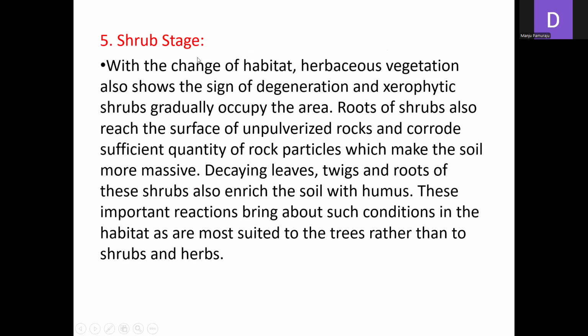So next one is the shrub stage. With the change of the habitat, the herbaceous vegetation also shows signs of degeneration, and xerophytic shrubs gradually occupy the area. The roots of shrubs also reach the surface of unpulverized rock and corrode a sufficient quantity of rock particles, which makes the soil more massive. Decaying leaves, twigs, and roots of these shrubs also enrich the soil with humus. These important reactions bring about such conditions that the habitat is now suited to trees rather than shrubs and herbs.